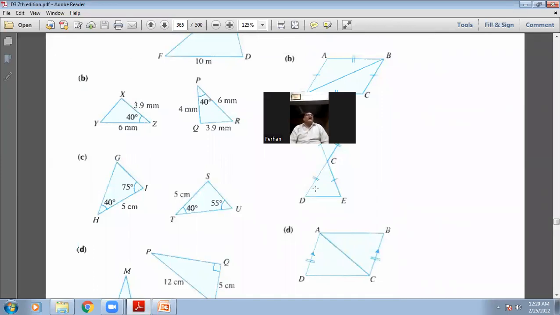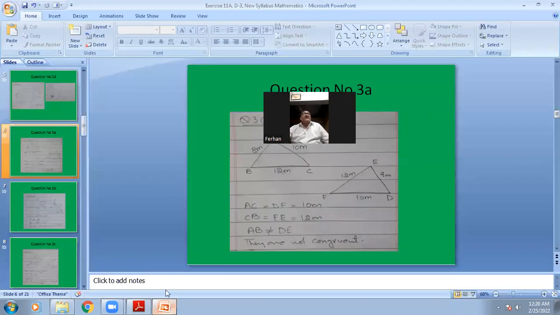Question number 3B part, here you can see we are comparing the triangle XYZ with the triangle QRP. They have the same angle, 40 degree, and one of the arms is 3.9 in the first figure, and the other arm is 6 millimeter. In the second figure, of the two arms of the 40 degree angle, one is 6 millimeter, that is right, but the other one is not 3.9, it's 4, and so they are not congruent to each other because the sides are different.